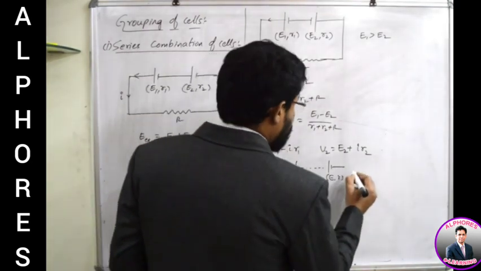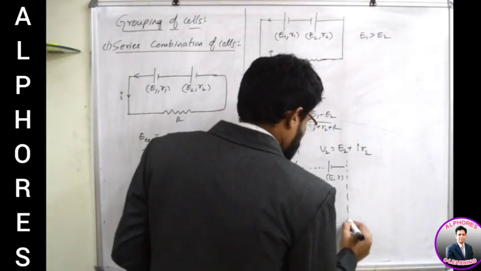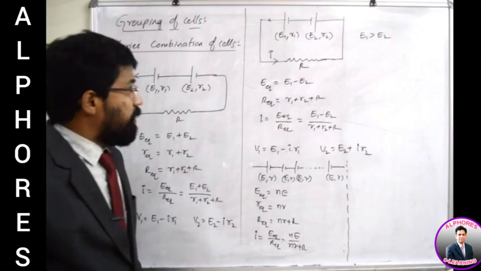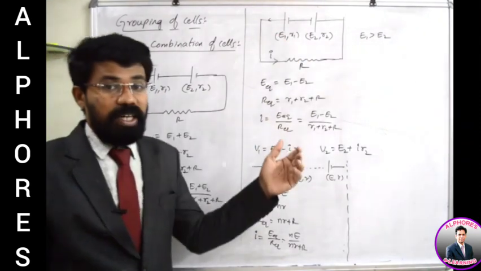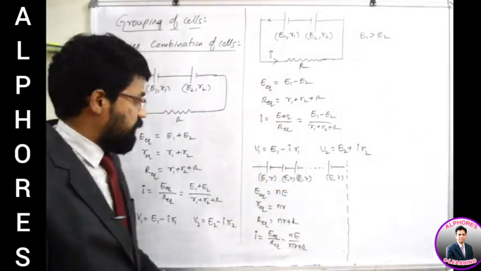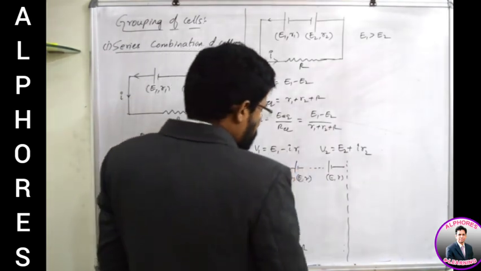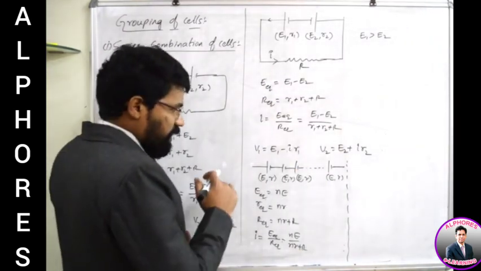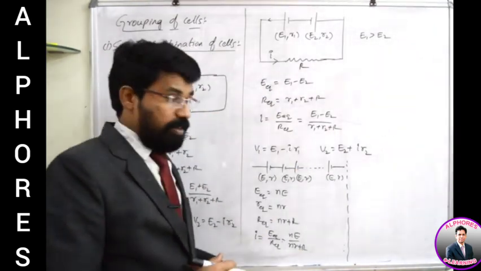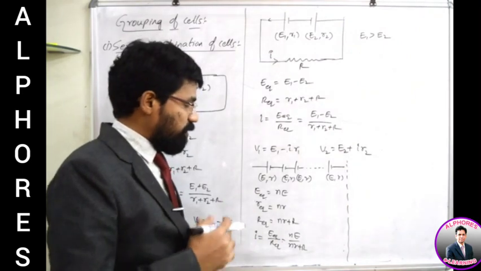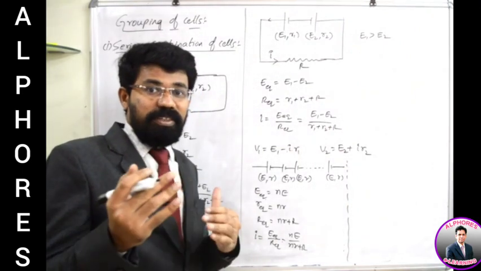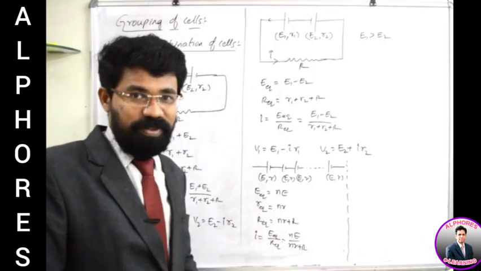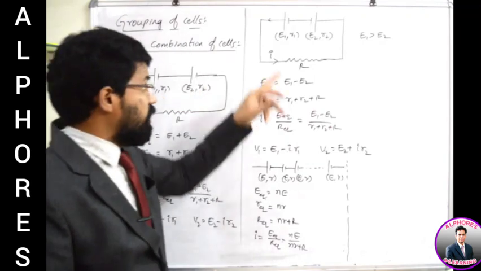Now I am going to think about one more possibility. Here, two cells are connected in reverse direction. Let us say n cells are there in total. Among those n cells, a few cells are connected in reverse direction. Look at this picture once.